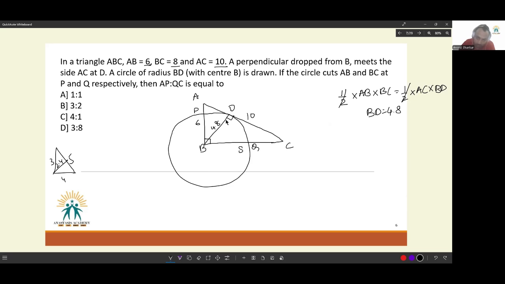Now see, the radius is 4.8. So BP will also be 4.8. So AP will be 1.2. Similarly, radius is 4.8, so BQ will be 4.8. So QC will be 8 minus 4.8 or 3.2. So finally, if I need the ratio of AP is to QC, I need the ratio 1.2 is to 3.2. If I cancel off 4s, I will get 3 is to 8, or option D will be the right answer.